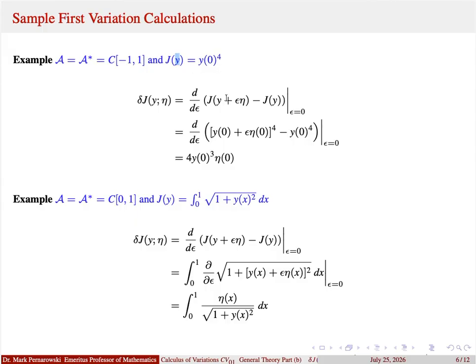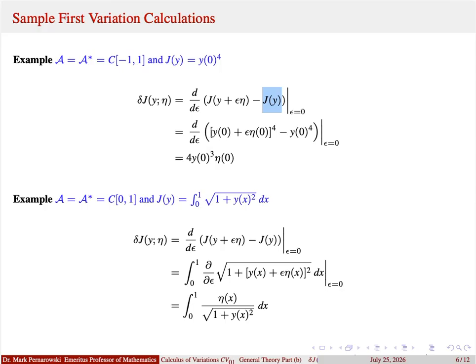So that's the functional. Here's this abstract expression. Let's write down what that actually is. For this J definition, this first term is going to be the sum to the 4th: y of 0 plus epsilon eta at 0, all to the 4th, minus y naught to the 4th. That's this term here. That's a power series in epsilon if I expanded it out. But I can certainly take the derivative in epsilon of that.